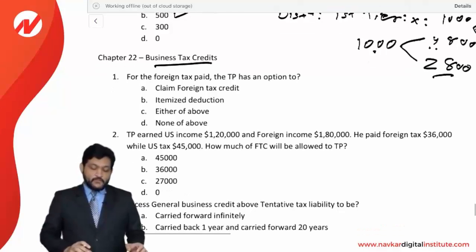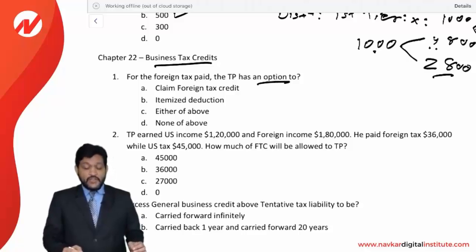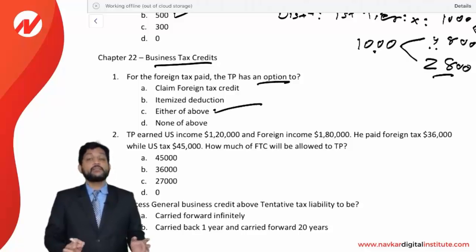First, for the foreign taxes paid: whenever a foreign tax has been paid, the taxpayer has an option to claim a foreign tax credit. Yes, he can claim. Itemized deduction. Yes, he can do that. So either of the above. C is the correct option. He has both the options available.